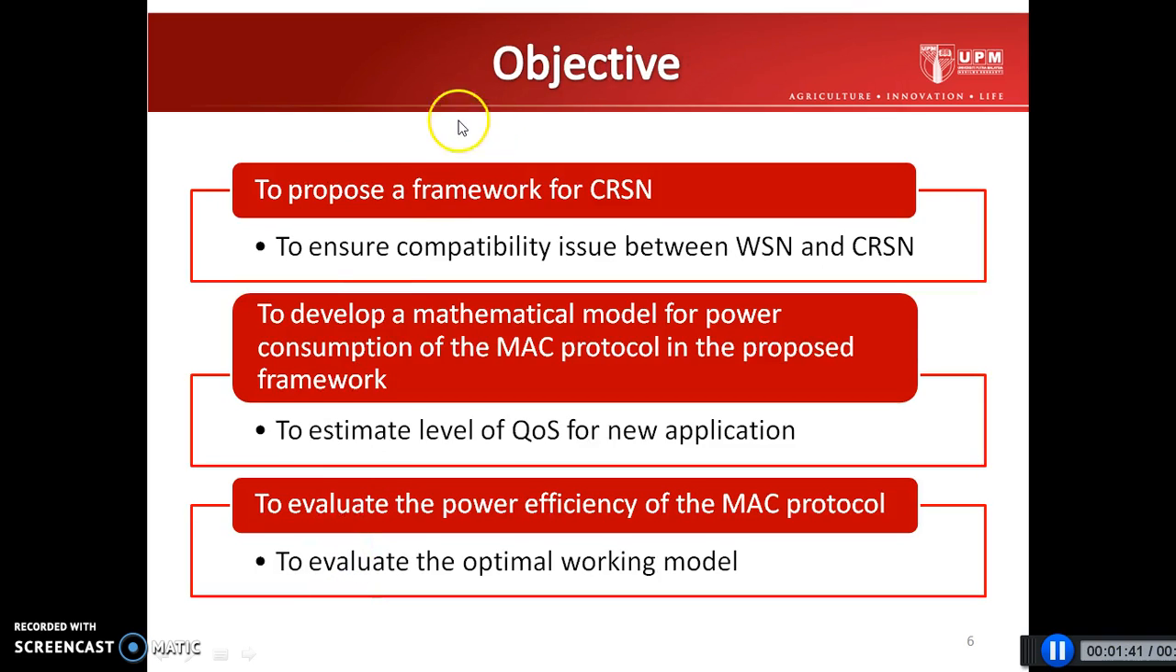My objectives are, firstly, to propose a framework for CRSN to ensure compatibility between the WSN and CRSN. Next is to develop a mathematical model for power consumption of the MAC protocol in the proposed framework. This is to estimate the level of QoS for the new application. Lastly, to evaluate the power efficiency of the MAC protocol, and this is to evaluate the optimal working model.